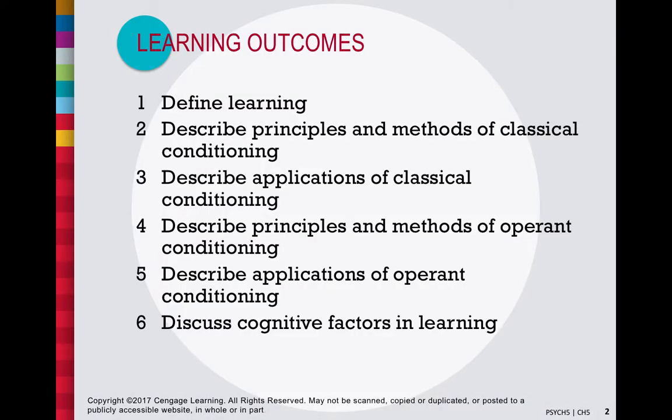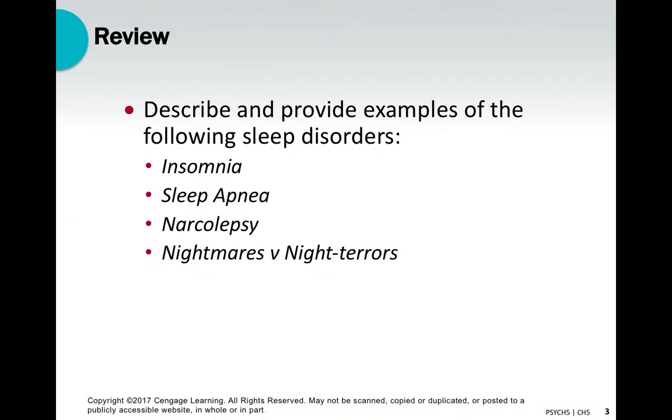Here are the learning outcomes, only a single page this time. By the end of this chapter, you should have a pretty good idea of how to define learning. We're going to specifically focus on some theories about learning. We'll focus on classical conditioning, operant conditioning, and also some other cognitive factors that are involved in learning, including sociocognitive theory about learning. So sort of three broad theoretical perspectives will be covered, and then some other related items to learning. So let's keep moving forward.